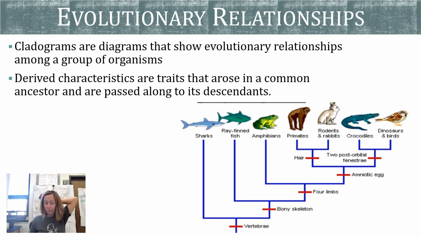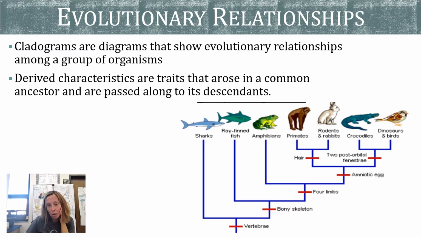Next, evolutionary relationships. Once we have the proof that evolution occurred and we're using some kind of method to show how related things are, we then take organisms and we can group or organize them using a cladogram. A cladogram is going to show the evolutionary relationships among organisms. And what we're going to use is derived characteristics, so characteristics that arose in a common ancestor before organisms split.